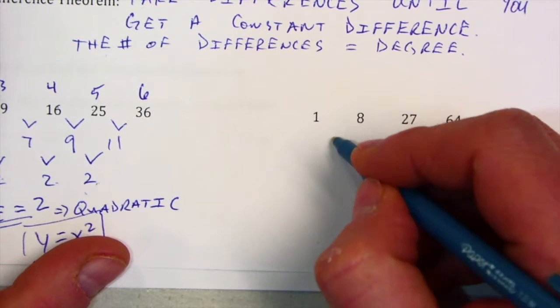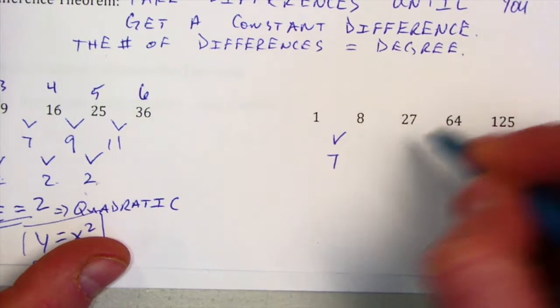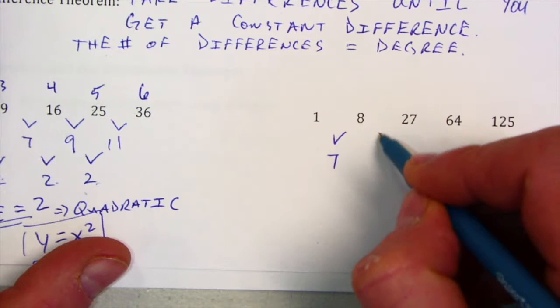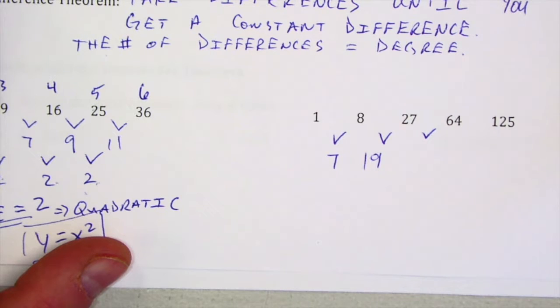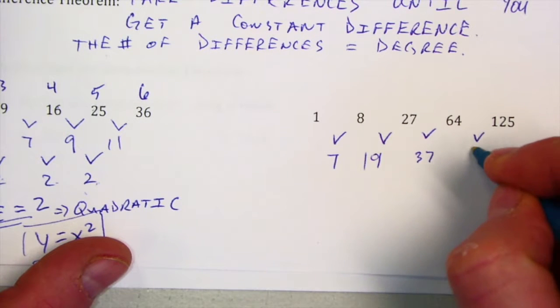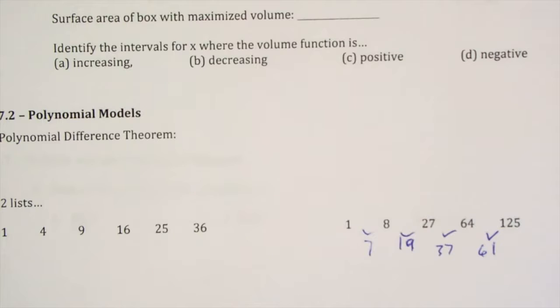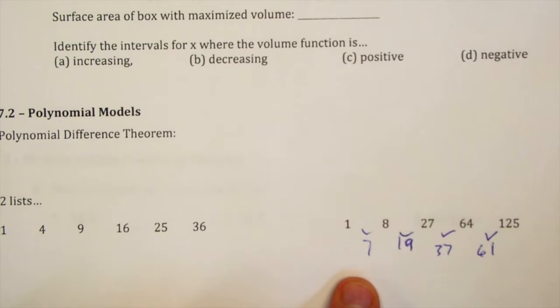All right, I'm going to take a first difference, 8 minus 1 is 7. Second difference, looks like it's going to be 19. Take this difference and go 64 minus 27 gives me 37. And 125 minus 64 gives me 61. So clearly, no constant. All right, after the first difference, we still don't have a constant difference yet. So let's take a second difference.